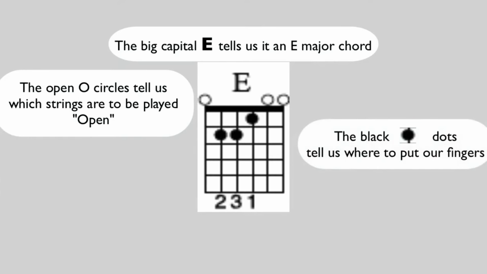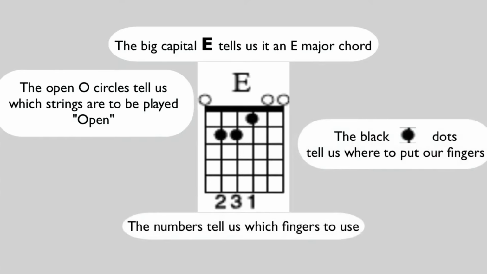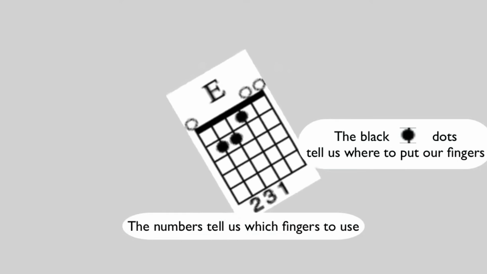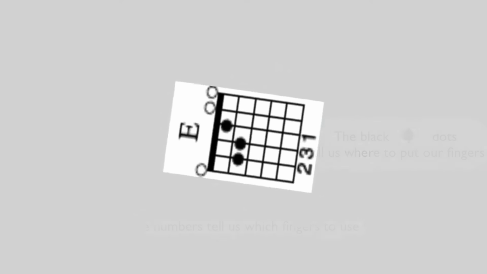You can look at this and see that it's an E chord. The open circles mean open strings, which just means a string that's played but doesn't have a finger on it. The black dots are showing you where you put your fingers, regardless of which orientation you're looking at, and the numbers are telling you which finger you use, and we'll get to that in a minute.